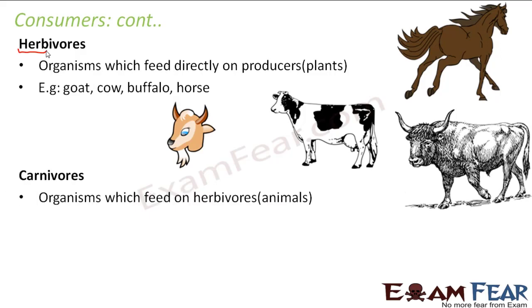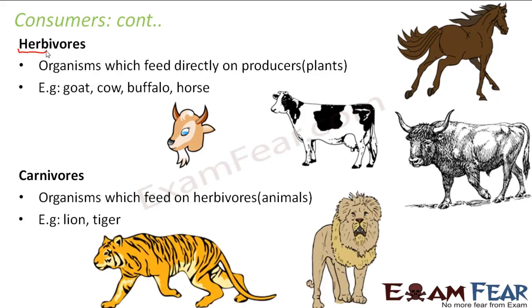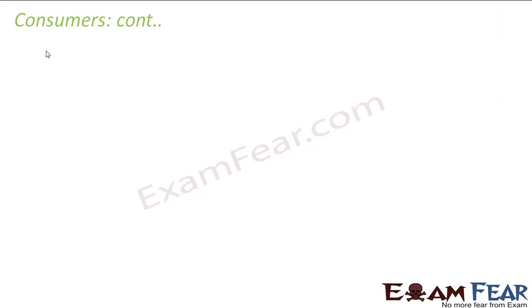The second one is carnivores. So I think you would have guessed it. Organisms which feed on herbivores. So carnivores are indirectly dependent on plants. Examples would be lion, tiger. So see, any of the animals which you see above, like a lion or a tiger, can eat up a cow, they can eat up a buffalo, they can eat up a goat, a deer. So they actually feed on the herbivores. So that is why they are carnivores.